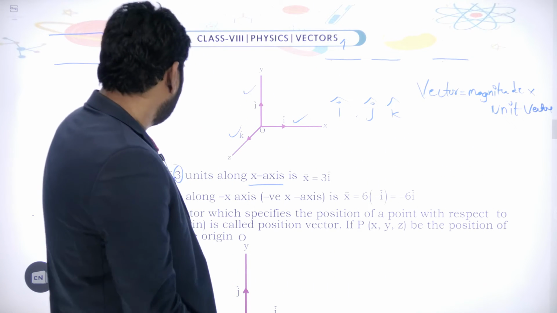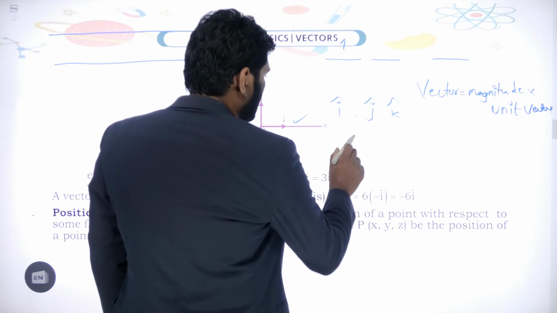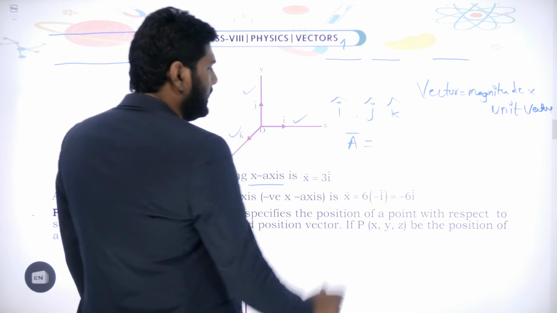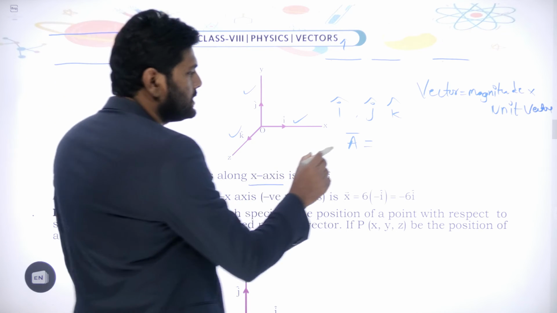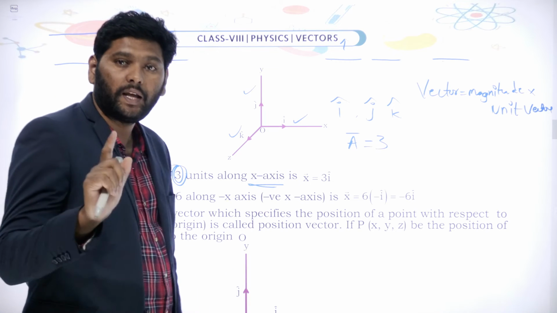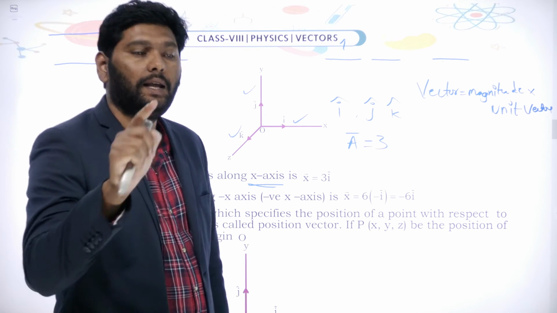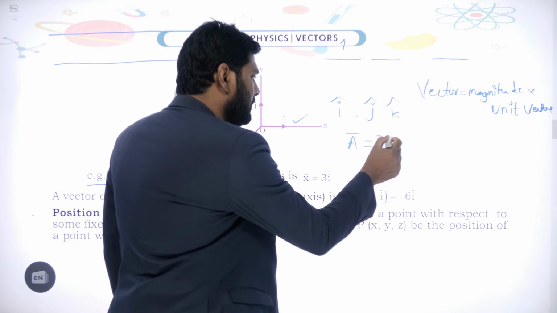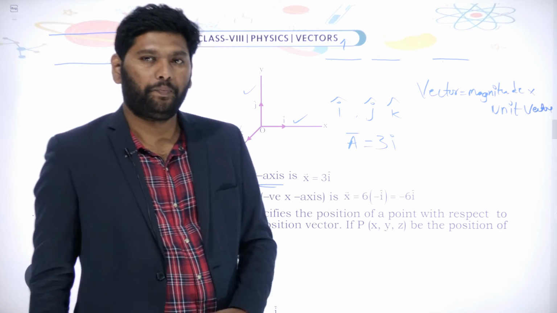See here, we are talking about vector A. Let us take a vector A here. How much is the magnitude? Already we mentioned it is 3 units. But which direction is it acting? It is acting in the x direction, and in the x direction the unit vector is i. So vector A becomes 3 into i, 3i simply.